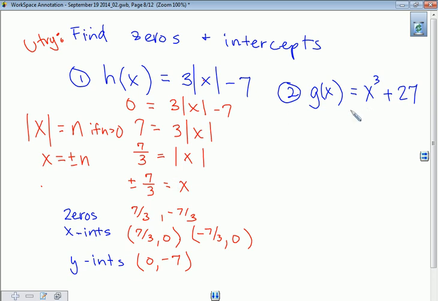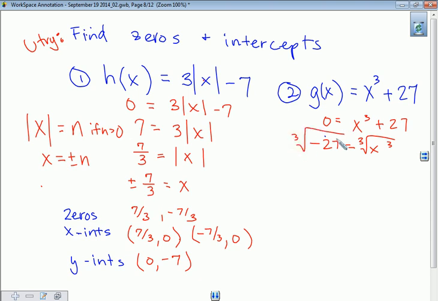Okay. Alright, this one. So we say 0 equals x cubed plus 27. So negative 27 equals x cubed. Now, most of you intuitively knew to take the square root. If it's squared, we take a square root. So if it's cubed, we take a cube root.